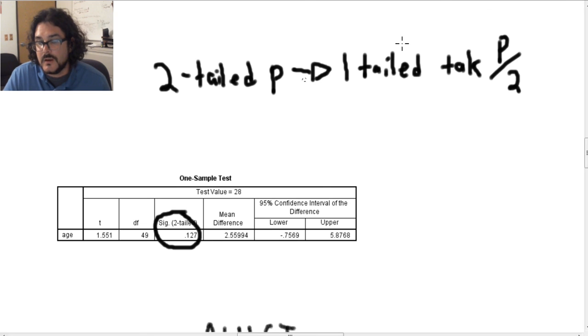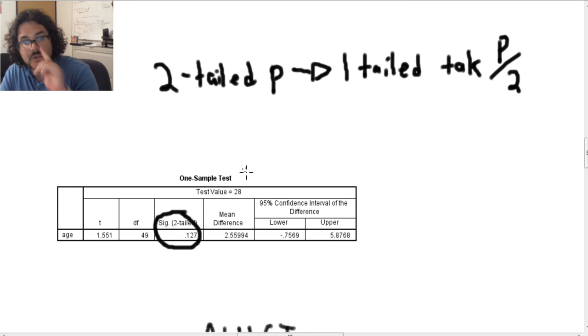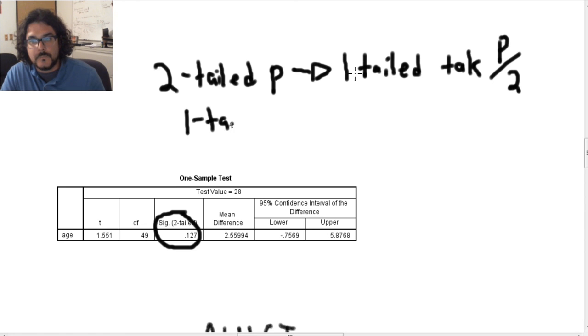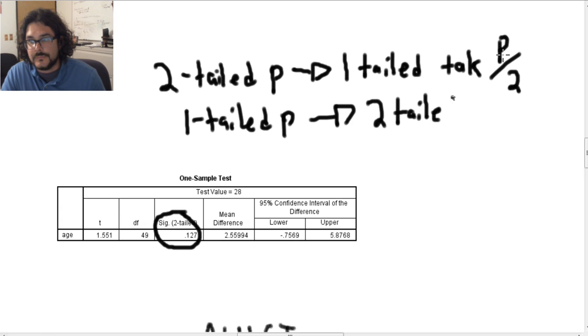Easy as that, right? Now, if you want to go from a one-tailed p-value, for some reason, let's say you did it by hand and you just looked up the one-tailed p-value, the proportion to the right, to a two-tailed p-value, then you just simply take p and multiply it by 2.